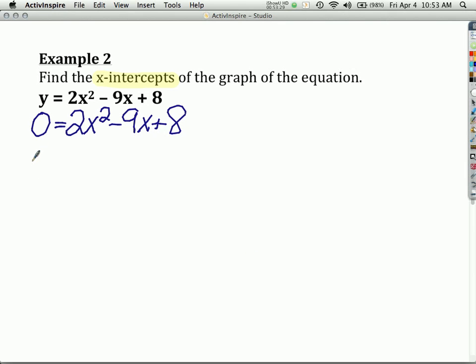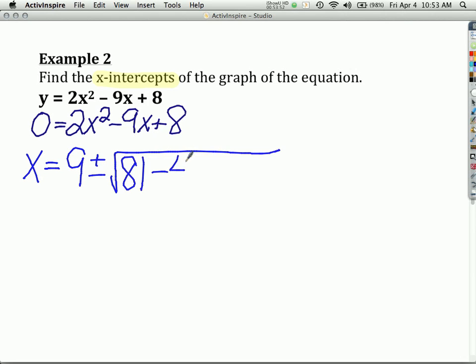So, now plug in. We already know the formula, so I don't have to rewrite it again. The opposite of B is going to be positive 9, plus or minus the square root of B squared. What's negative 9 squared? Someone raise their hand and tell me that. Valerie? Very good. 81. Minus 4 times A times C, all over 2A, which I don't need a volunteer for, that's a 4.